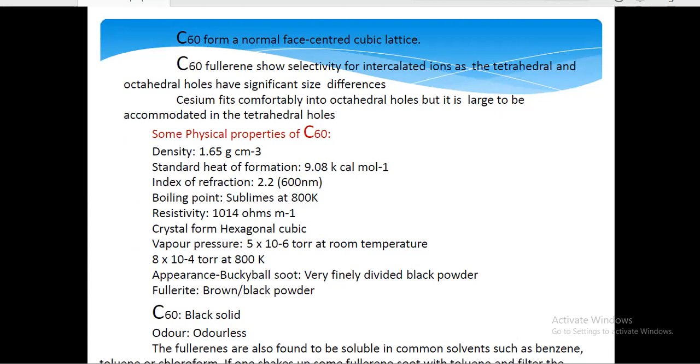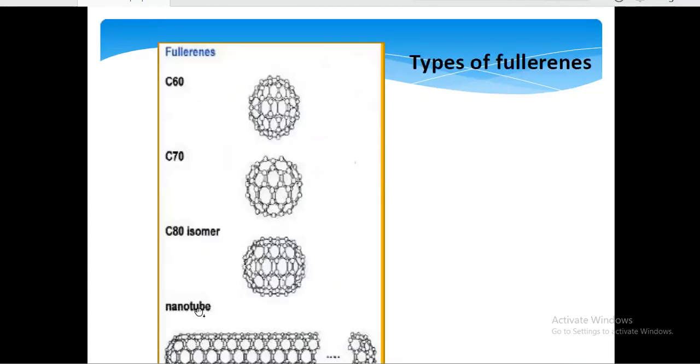And one thing is that fullerenes are also found to be soluble in some common solvents like benzene, toluene and chloroform. Shake up the fullerene soot with toluene and filter the solution.